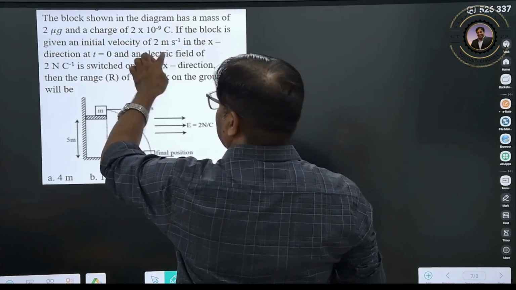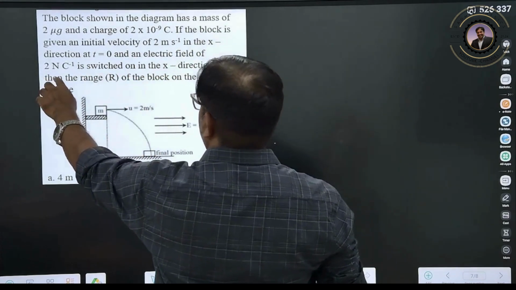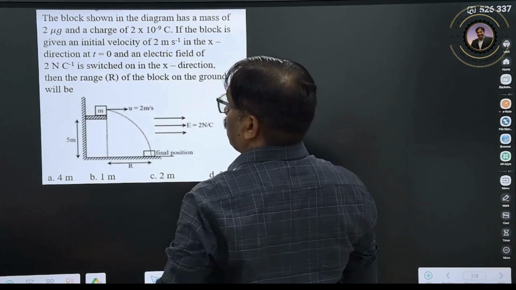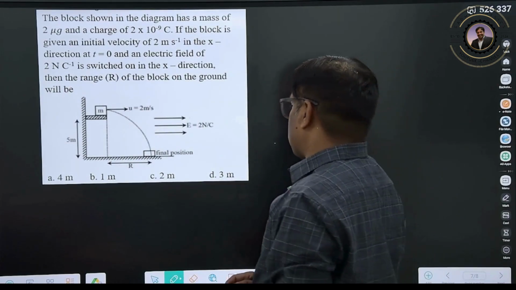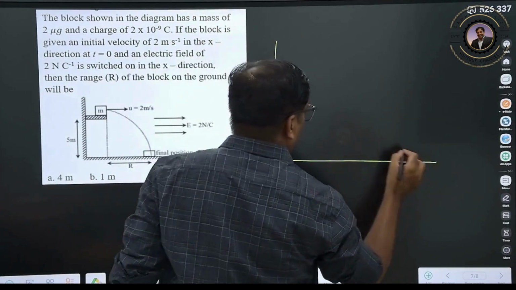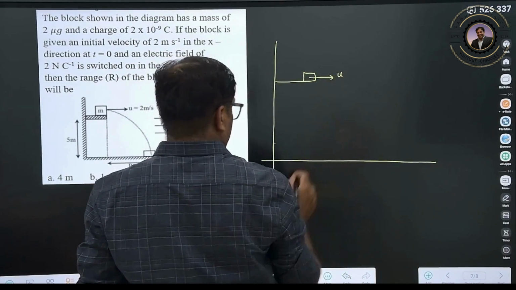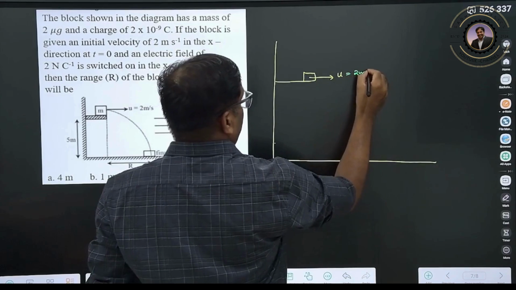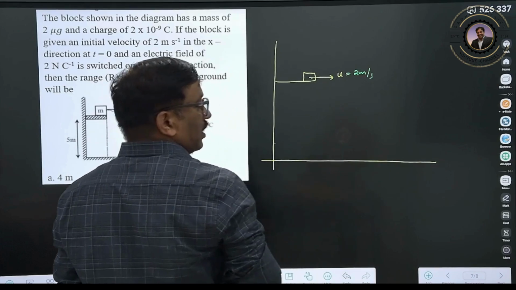If the block is initially provided with 2 meters per second in the x direction, then an electric field of 2 into 10 to the power 2 Newton per Coulomb is switched on in the x axis direction. So what will happen here? If there was no electric field, u is equal to 2 meters per second, so it would have come down and had a certain amount of range.